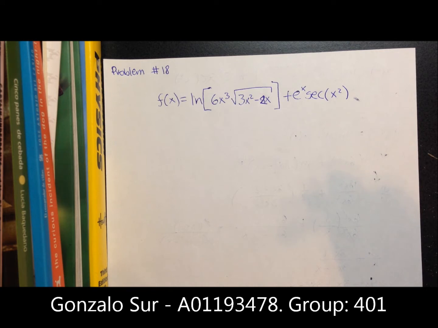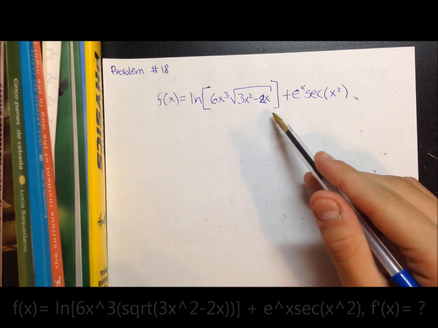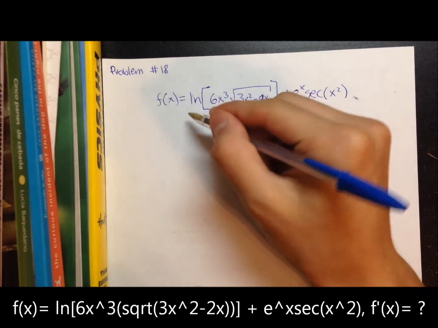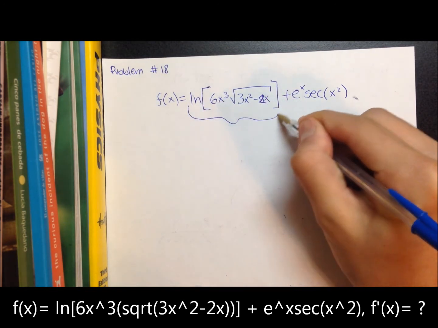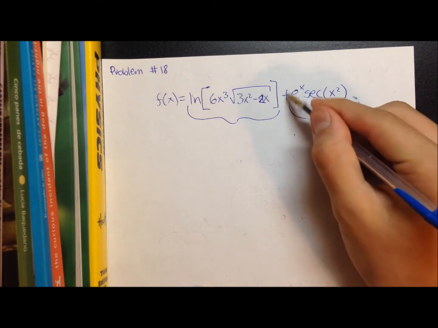A01193478. I'm in Math 5, Group 401, and I'm gonna find the derivative of problem number 18. Here's my equation, which I'm gonna find the derivative. So first, I'm gonna split it into two parts, like this. And then I'm gonna add them.